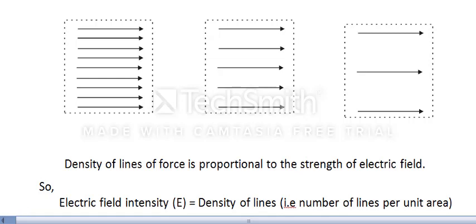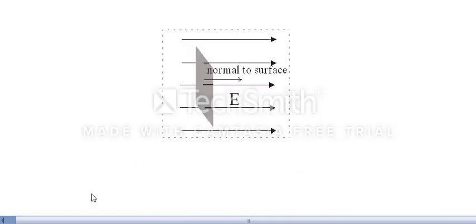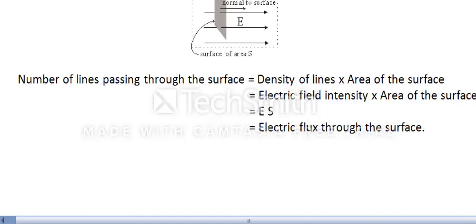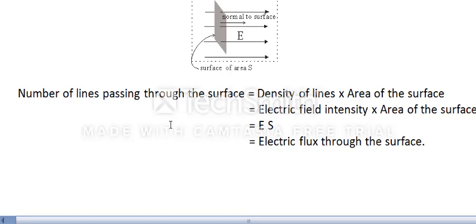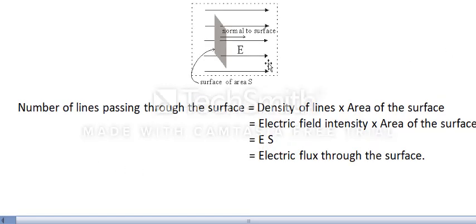Now come to another case. Here we have an electric field represented by these lines of forces, E in the horizontal direction, and we have a surface having normal in this direction. Now let's see something which we will be calculating over here. We'll try to calculate the number of lines passing through this surface.